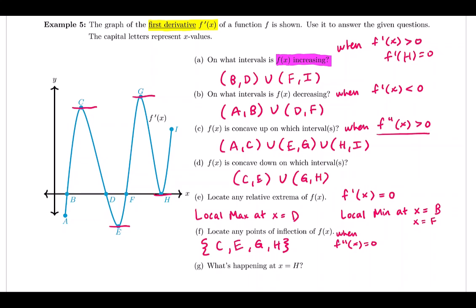Finally, in part G, it says what's happening at x equals h. And we alluded to this earlier. We know that there's a point of inflection there, but because the first derivative is positive both before and after, if I were drawing the graph of f of x, it would look something like this, where at h, it's concave down, but still increasing, since if I were to draw the tangent line, it has a negative slope. And then after that, it's concave up, but still increasing. And so that is a horizontal point of inflection. So there is a horizontal point of inflection at x equals h.